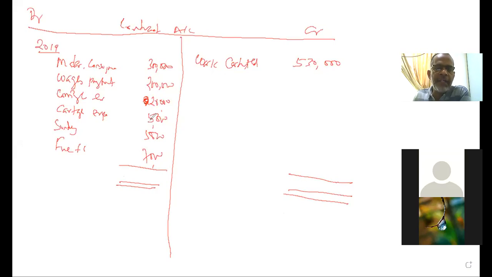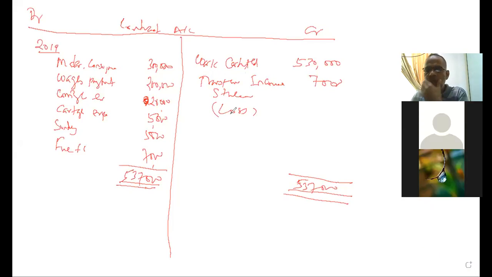537,000 debit. Therefore, 537 debit. There is a gap of how many thousand? 7,000. This would be transferred to what statement? Income statement. Right. Income statement as what?